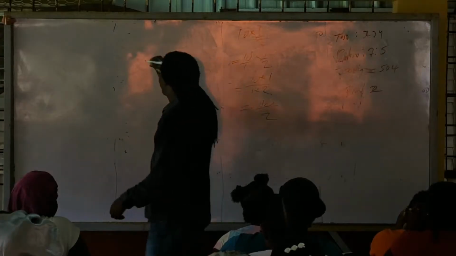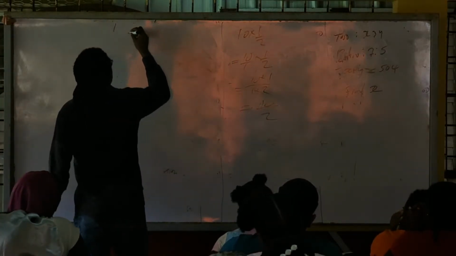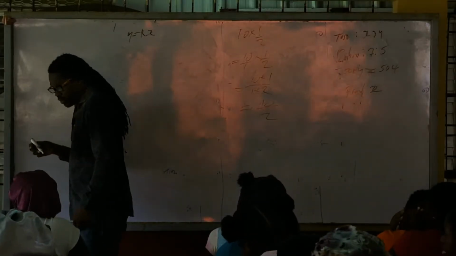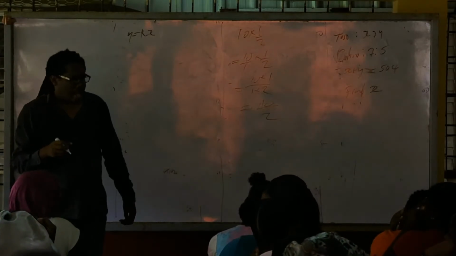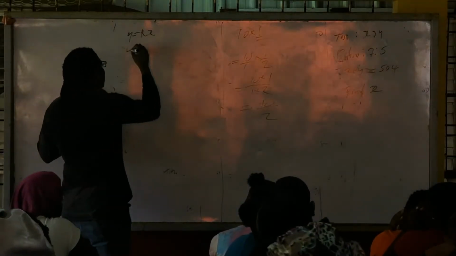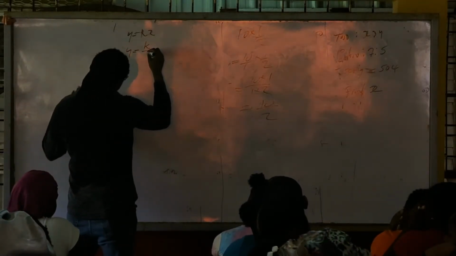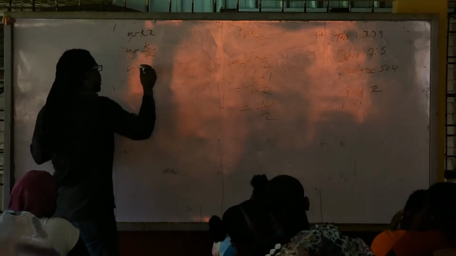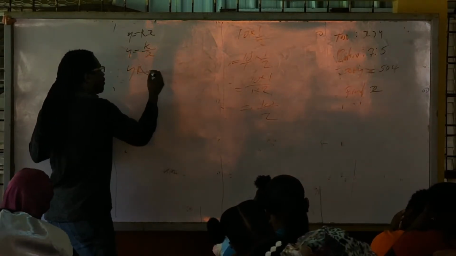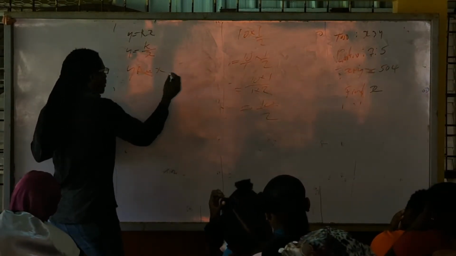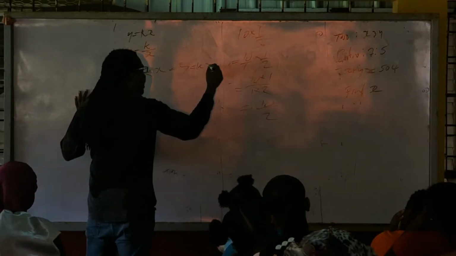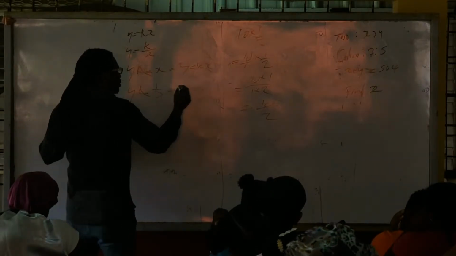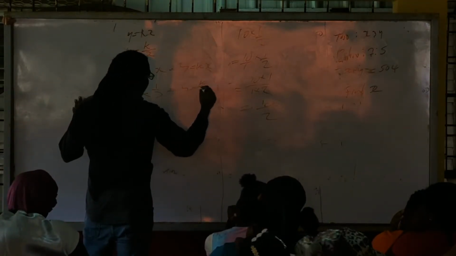When it moves in direct proportion, it means y equals kx. K is the constant. And when it moves in inverse proportion, y equals k over x. This sign means proportional. Direct proportion means y equals kx, and inverse proportional means y varies with 1 over x, so y equals k over x.